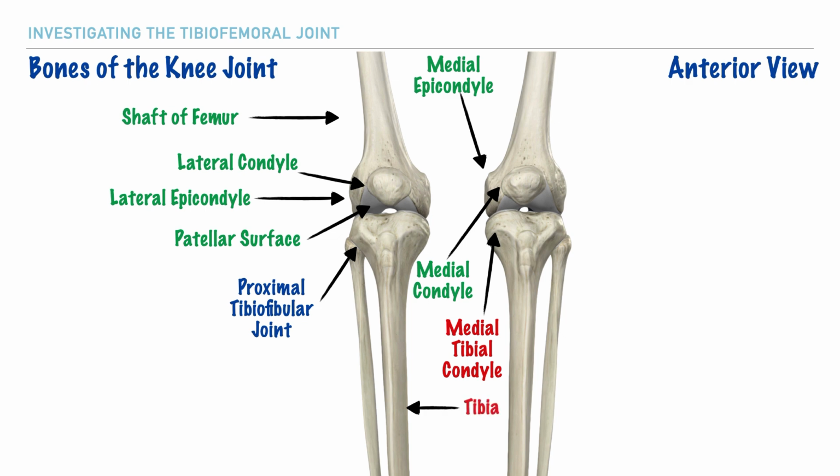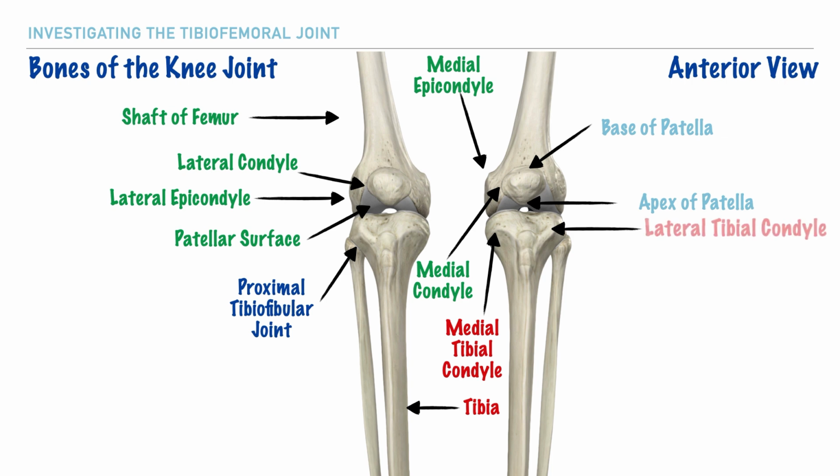Next, we have the superior portion of the patella, which is oftentimes referred to as its base, and inferior to the base is the apex of the patella. Next, we have the lateral tibial condyle, and in between and slightly inferior to the tibial condyles is the tibial tuberosity. And last but certainly not least, to complete our labeling of the anterior view of the knee, is the fibula.